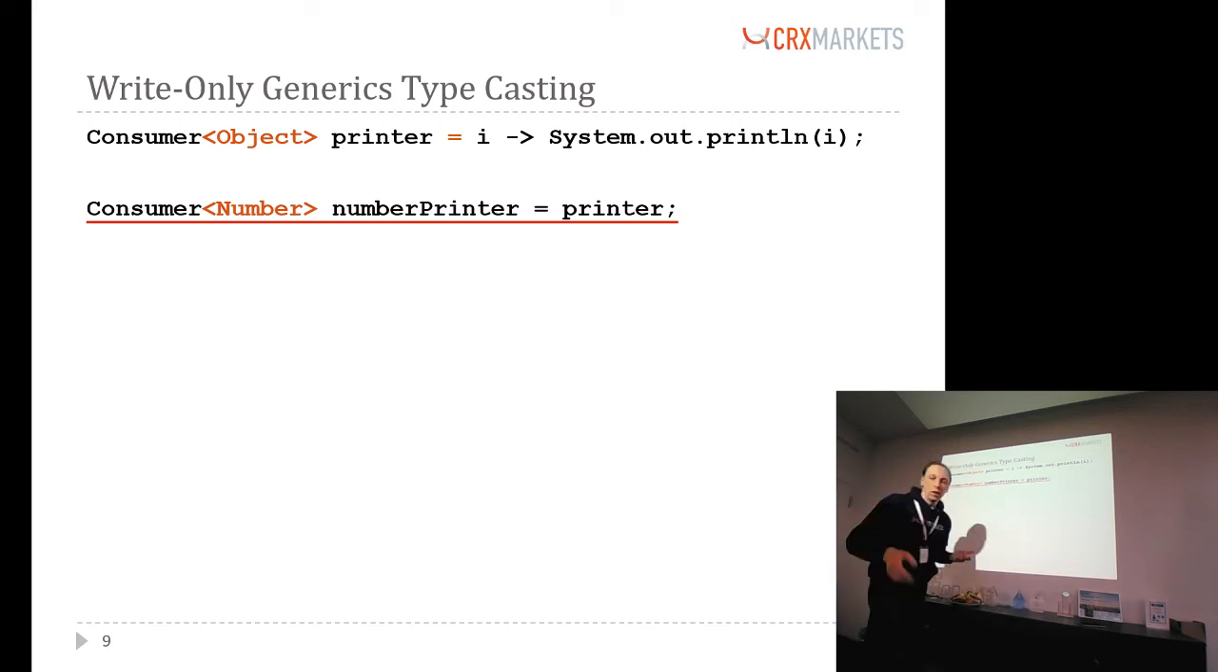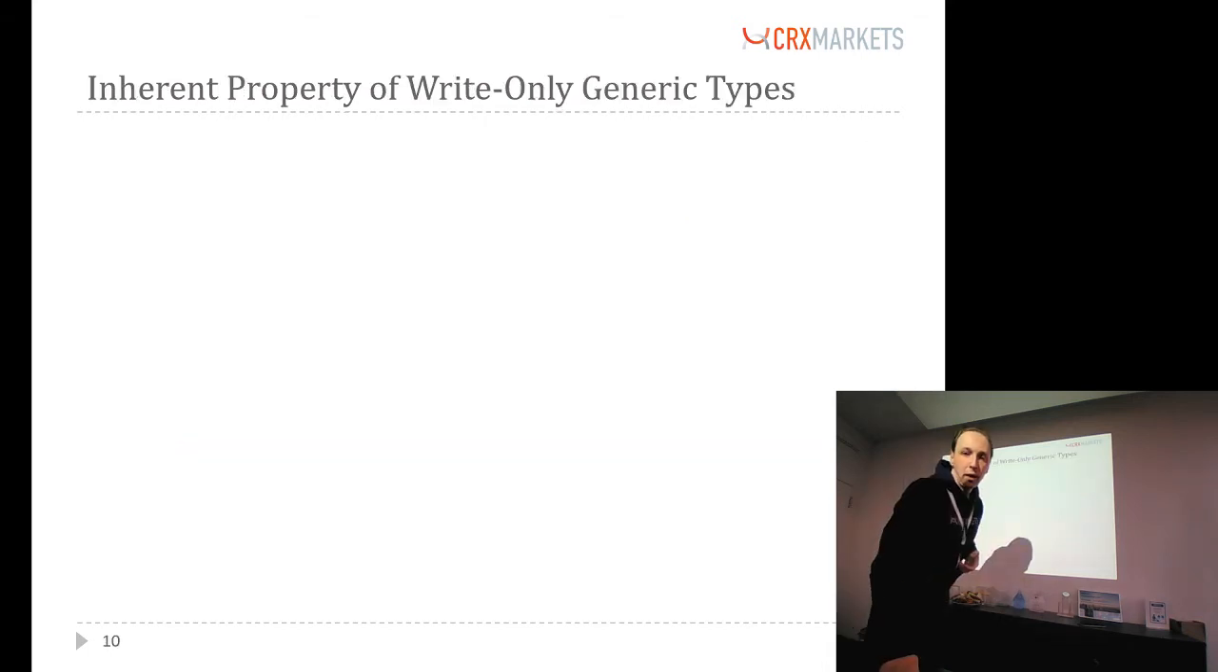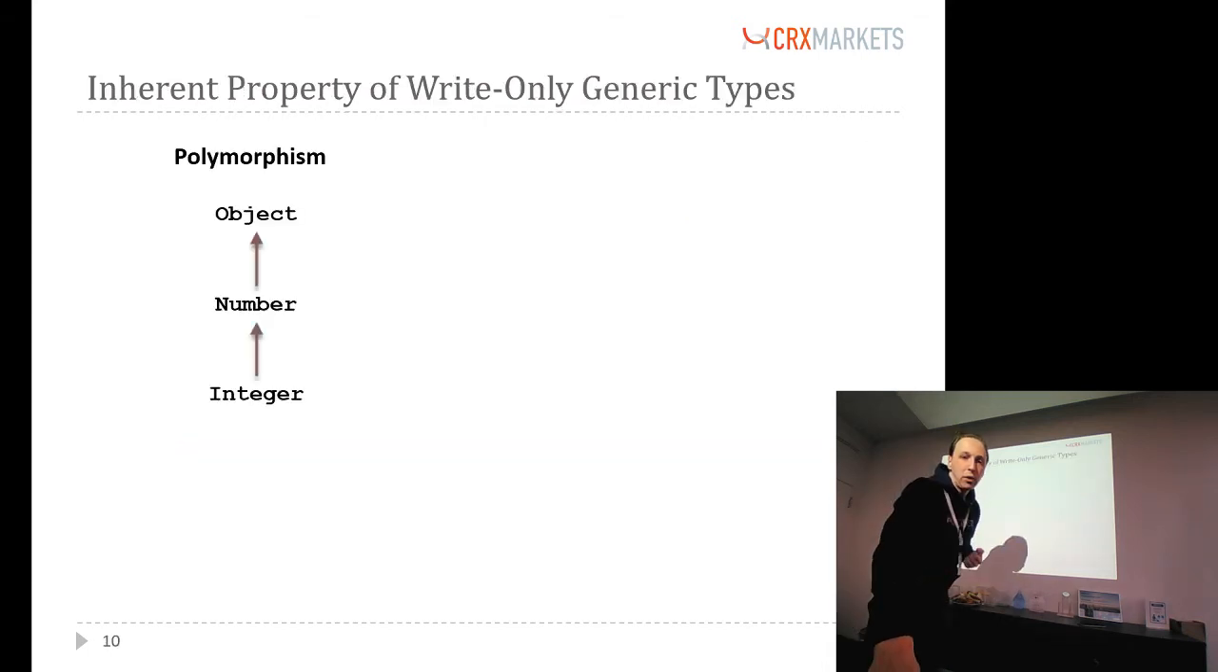So we could also look at it that way. We have a consumer of numbers which can consume number, long, integer, anything. And we have a consumer of objects which can also consume these, but it also can consume objects. So why can't we substitute this one instead of that one? Well, because Java again doesn't know that this is a write-only generic. Still, this is an inherent property of write-only generics.